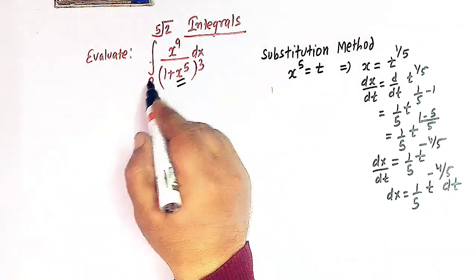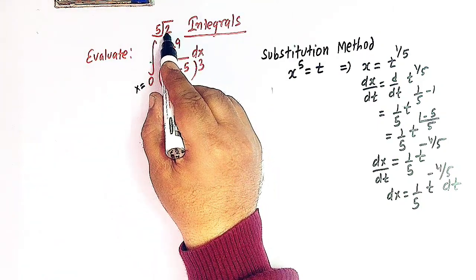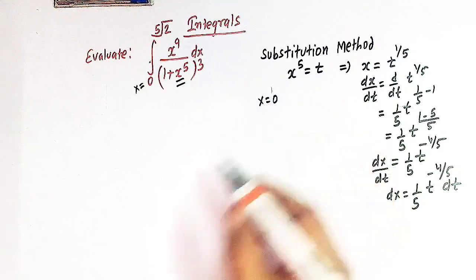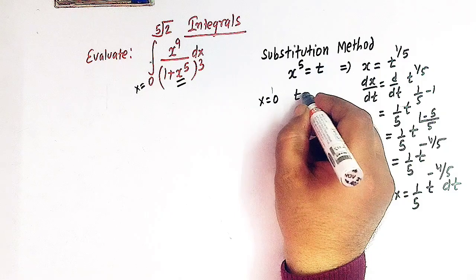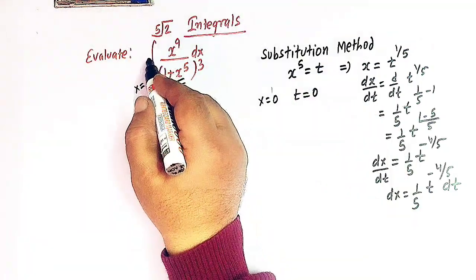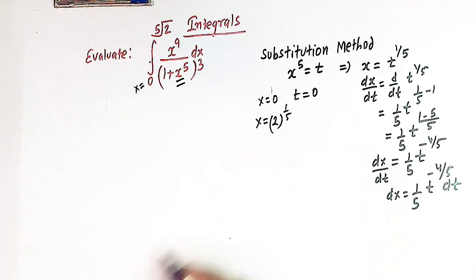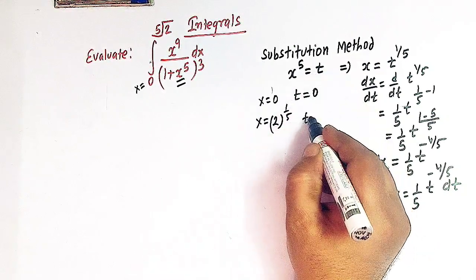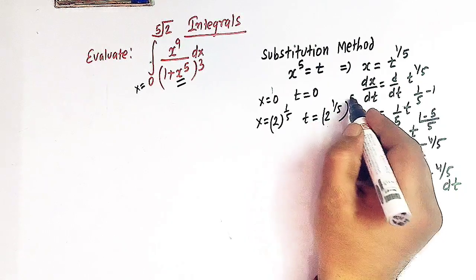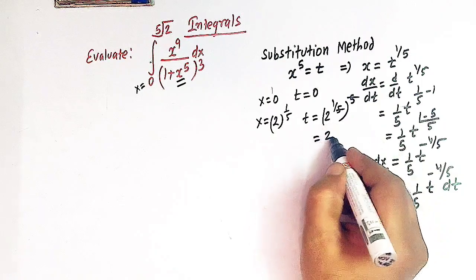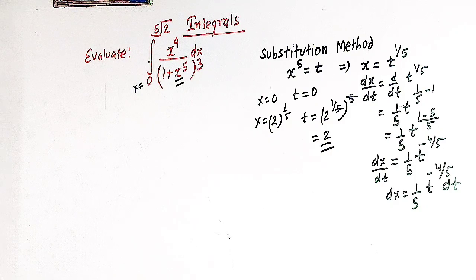Now the limits of integration vary from 0 to the fifth root of 2. So when x is equal to 0, then the value of t can be estimated from this relation. So t is also equal to 0. And when x is the fifth root of 2, then the value of t is given by 2 raised to 1 over 5, all raised to 5. So 5 and 5 get cancelled, so we are left with 2. So t varies from 0 to 2.